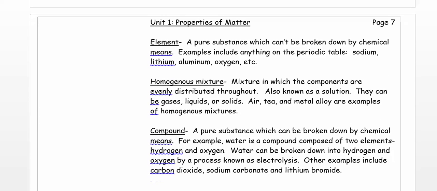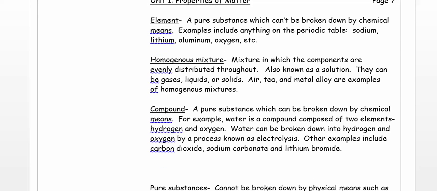More in the way of definitions, we want to talk about an element. This is a pure substance which can't be broken down by chemical means, including anything on the periodic table. If you look up on the wall, you'll see the periodic table of elements. All of those are elements. They include sodium, lithium, aluminum, and oxygen, but there are many more. So elements are pure substances.